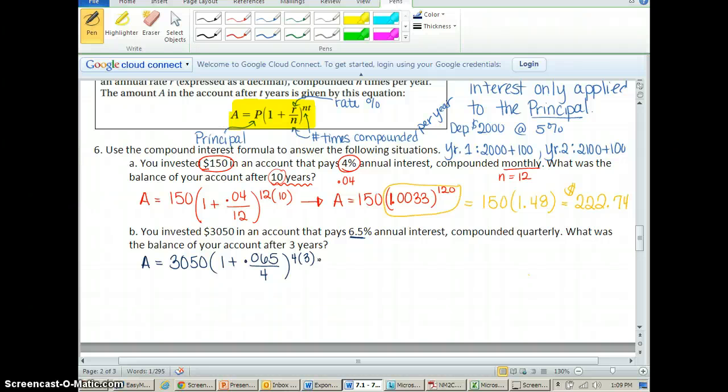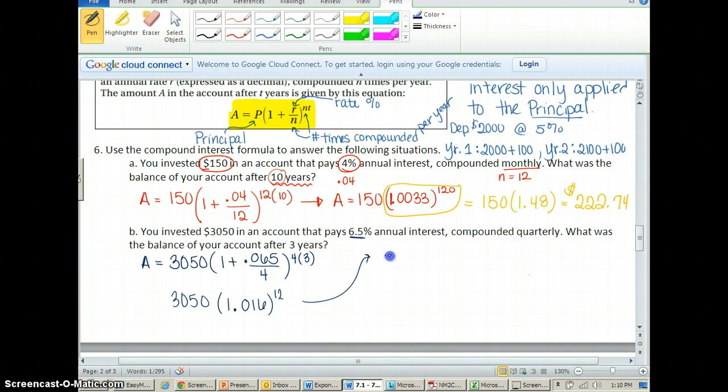0.065 divided by 4 is 0.01625. So let's say 0.016. That means when I add, I get 1.016 to the 12th power, and I still have to multiply that by 3,050. Make sure that you do your order of operations correctly.